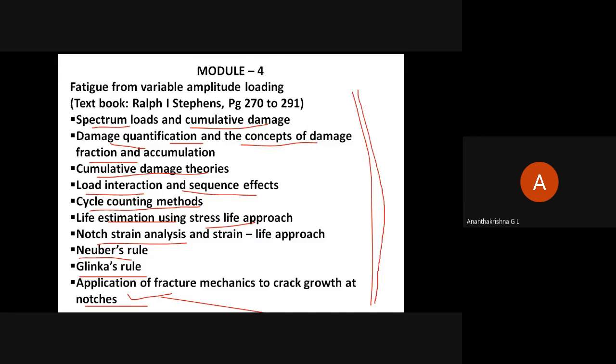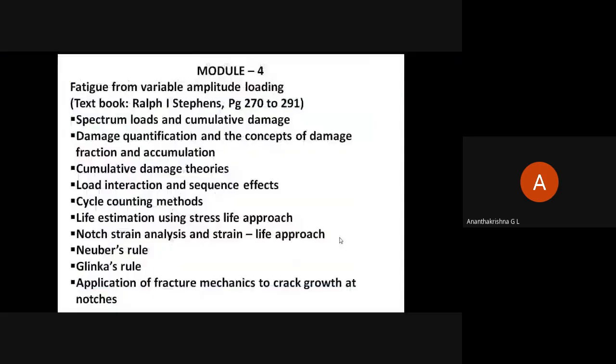Is that okay? Now what you do is note down the textbook page numbers, from what to what, and note down the topics that need to be covered. Please note down into your notebook. And underline cycle counting methods. There's a question every time on the rainflow counting method.